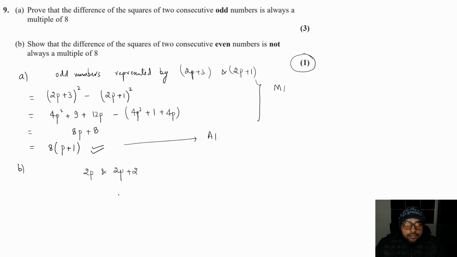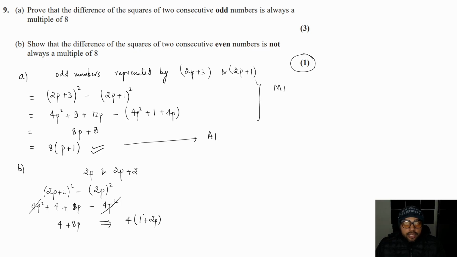So the difference of the square of two consecutive even numbers: (2p + 2) whole square minus (2p) square. Once you solve this, you will expand it. So we are getting 4p square plus 4 plus 8p minus 4p square. This and this got cancelled. We are left with 4 plus 8p. So from here we can say, student, that if we take 4 common, we will get 1 plus 2p. So it is not always a multiple of 8, which we have proven.